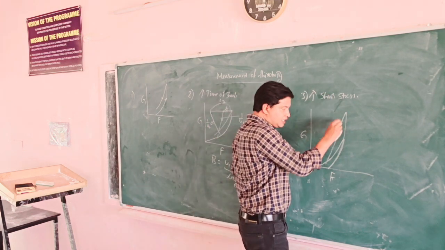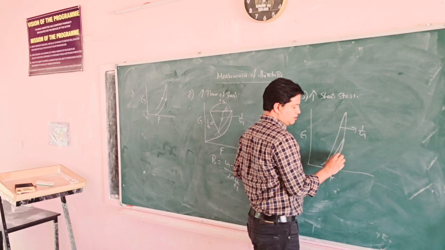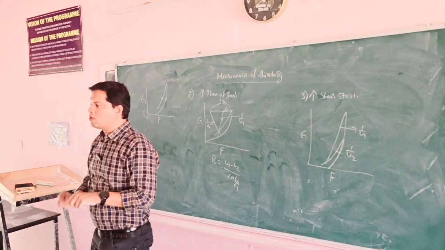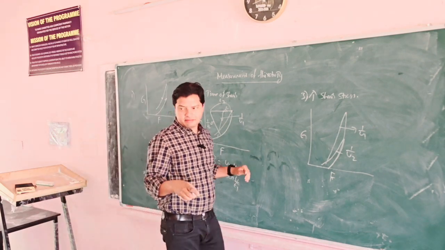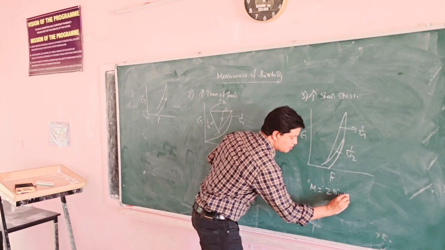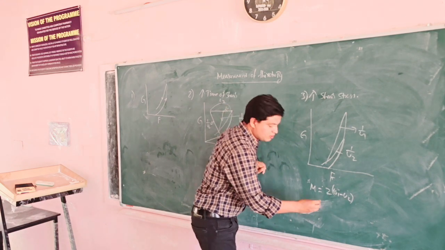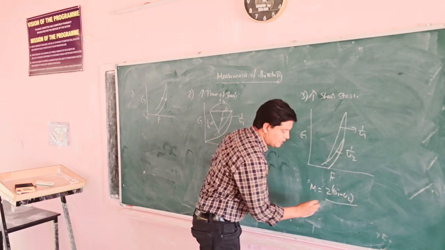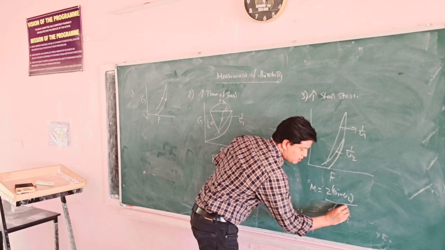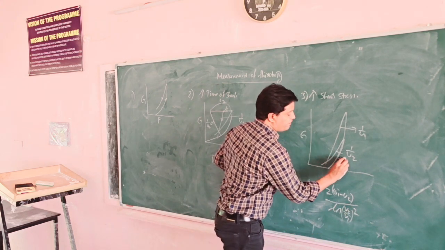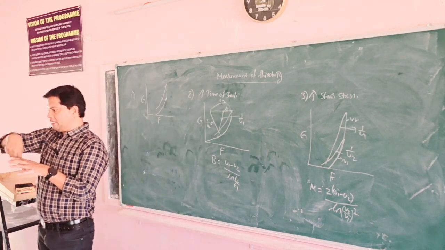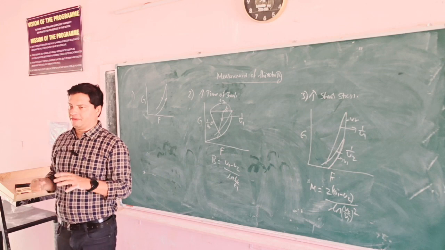రెండు డౌన్ గ్రాఫ్ యొక్క స్లోప్ తీసుకోండి. What is the equation, madam? U1 minus natural log V2 by V1. This is V1, this is V2. V1 is rotating at slow speed, V2 is rotating at fast speed.